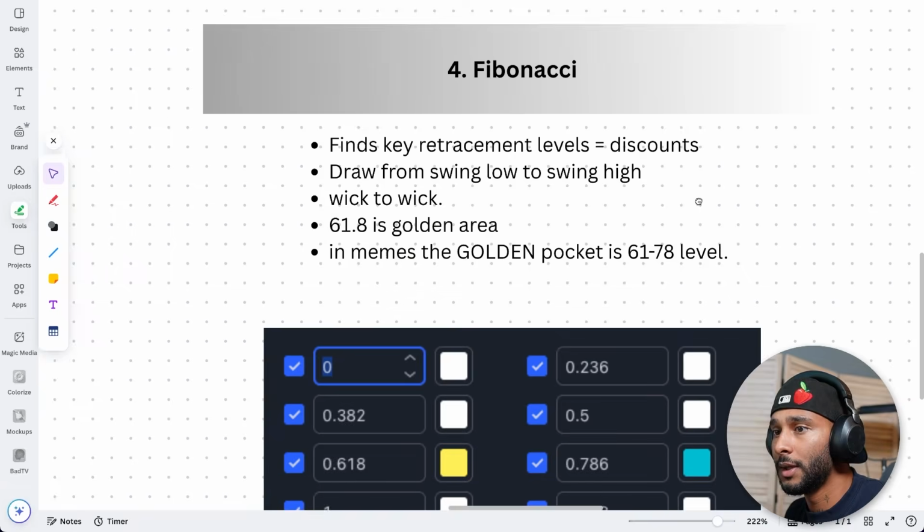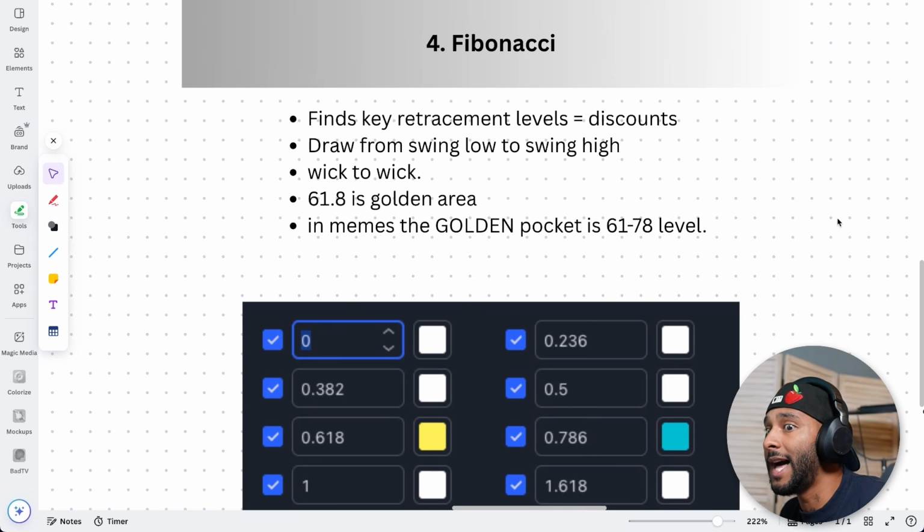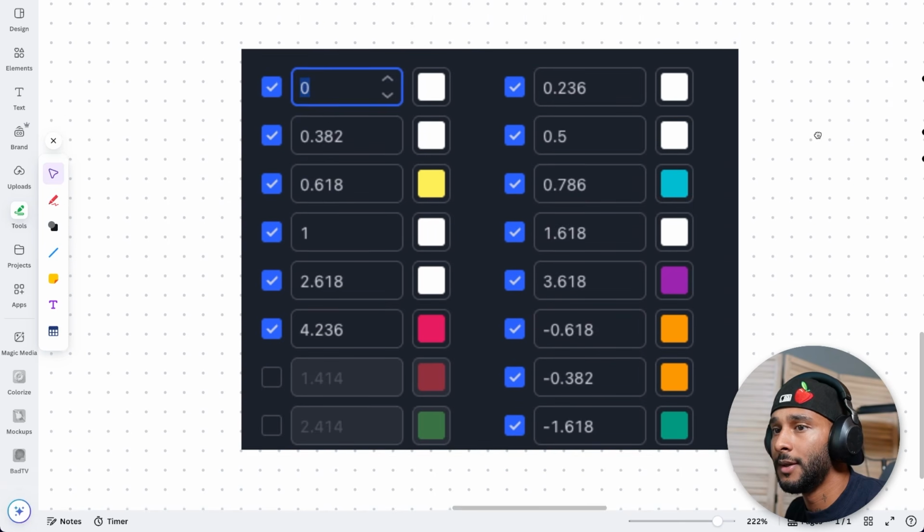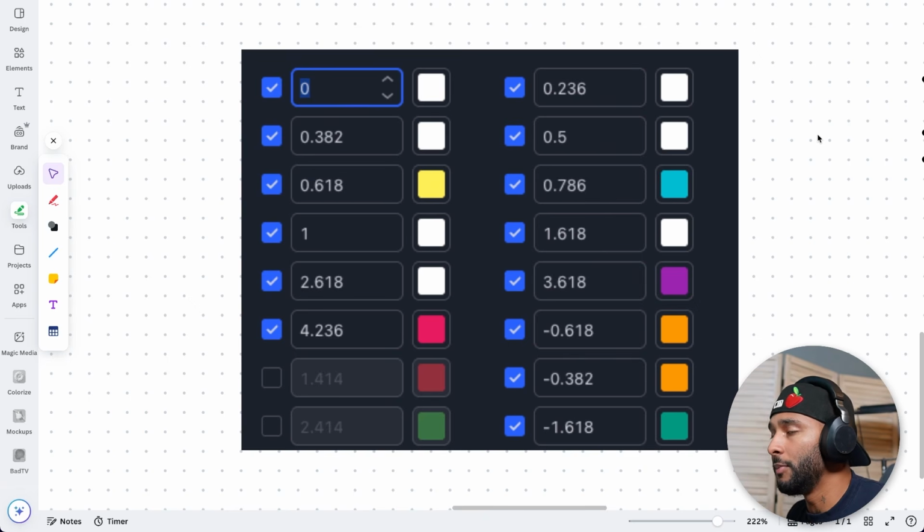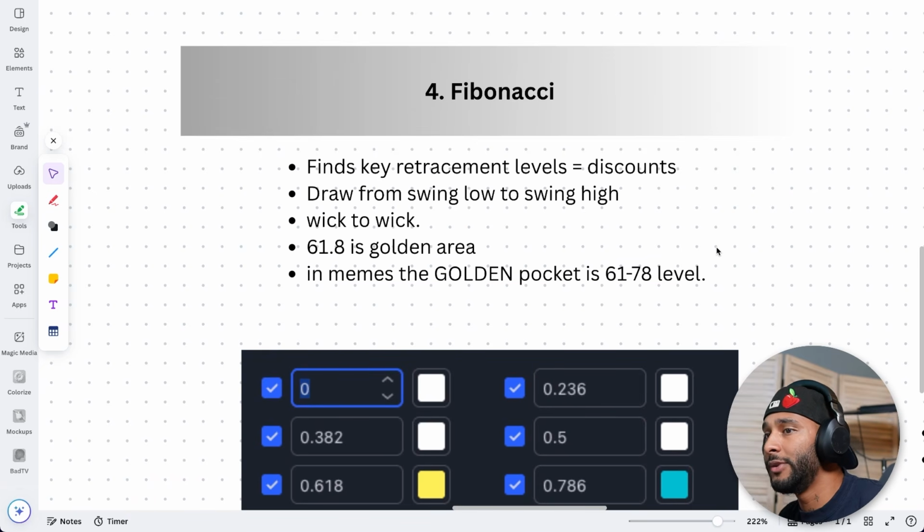So then what's next? Fibonacci. You guys hear this a lot, Fibonacci. These are my settings. Go ahead, screenshot that. This is going to be important. You could copy those settings. And it's very simple. You're looking for key retracement levels, which are basically just discounts in the market.